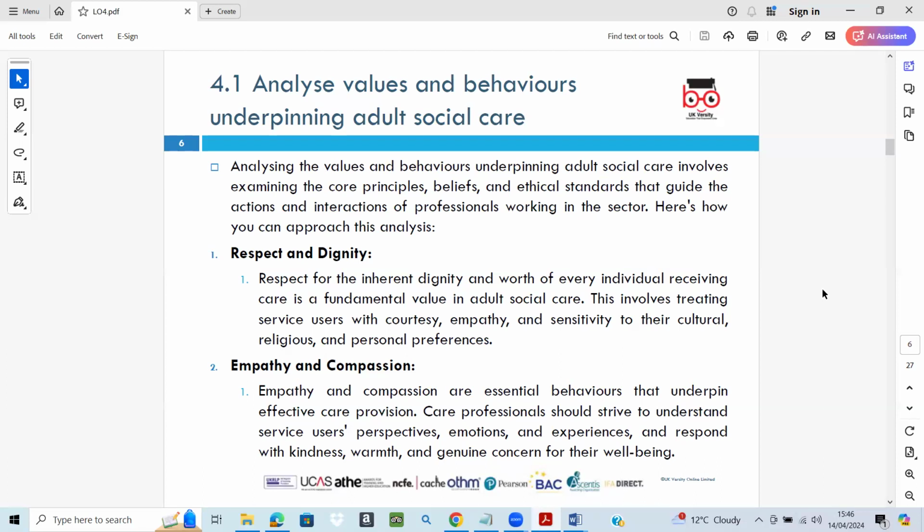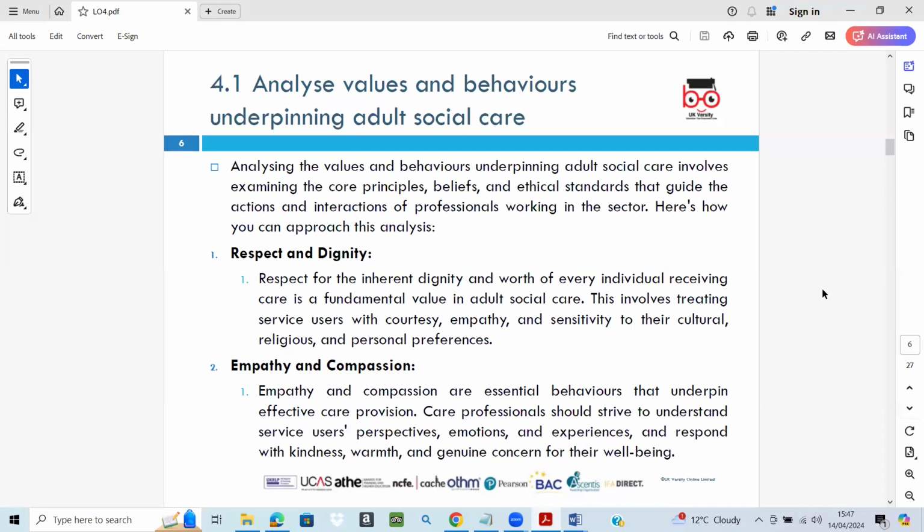And what it involves is interacting with service users with courtesy and acknowledging their cultural, religious and personal preferences. And this respect forms a basis of a trusting and effective care relationship. Then we have to move on to empathy and compassion.